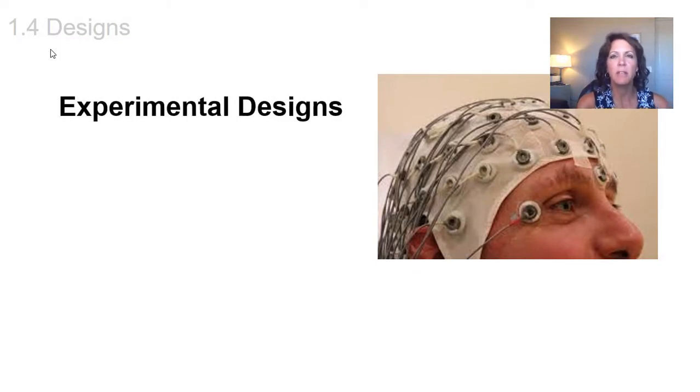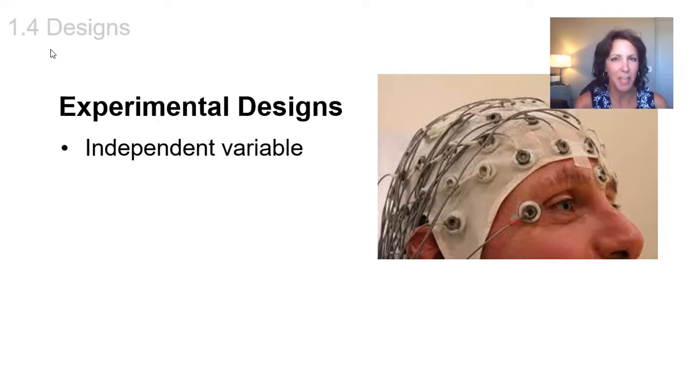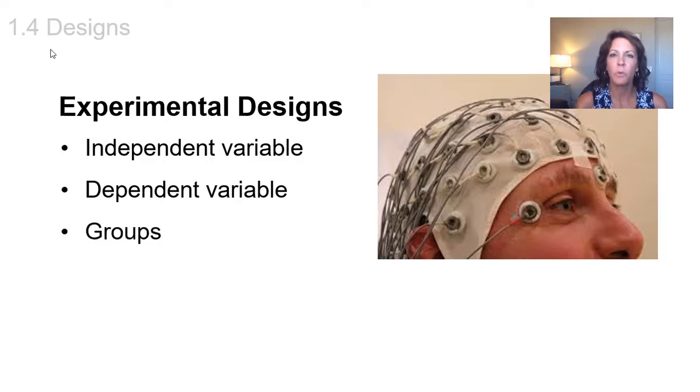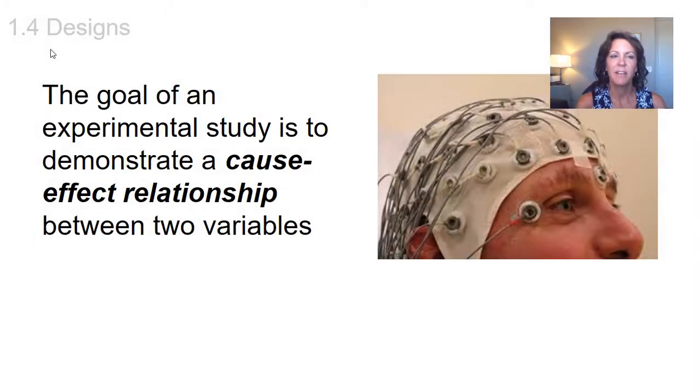There are three different characteristics that we associate with experimental designs: the independent variable, the dependent variable, and groups. And we're all sort of familiar with this already. We've talked about the independent variable and the dependent variable and the fact that we use groups in experiments. The goal of an experimental study is to show cause and effect between two variables.